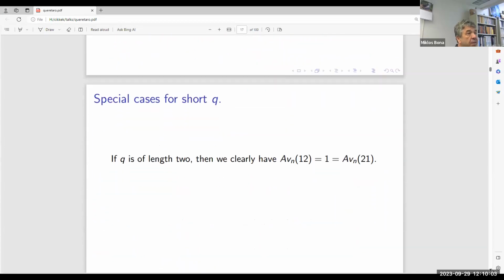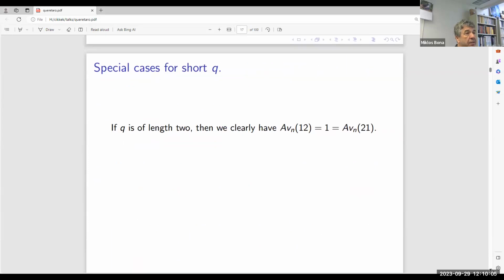So I said there were two easy special cases. One was the monotone patterns, and the other easy special case is very short patterns. By very short, I mean 2 or 3. So of course, if you want to avoid a pattern of length 2, then you can't have an increasing subsequence at all. So there's only the decreasing permutation that is like that. And also the same if you want to avoid a decreasing pattern of length 2.